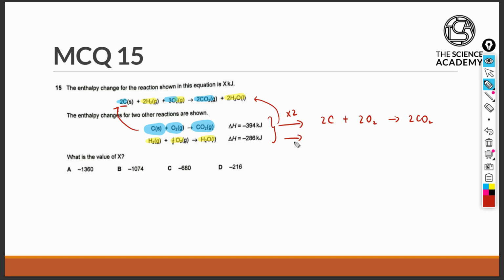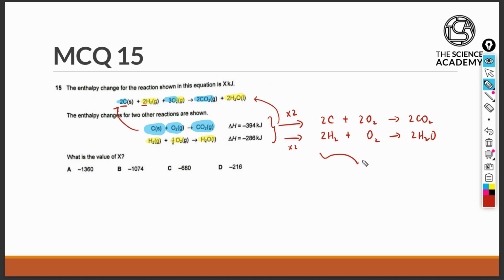Similarly, for the second partial equation, we see in the main equation that 2 moles of hydrogen gas is reacting. So we should multiply the second partial equation by 2 as well, where 2 moles of hydrogen gas reacts with 1 mole of oxygen gas to give us 2 moles of water as the product.